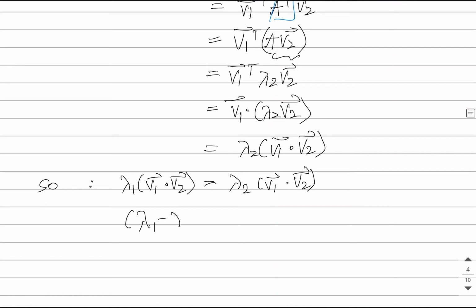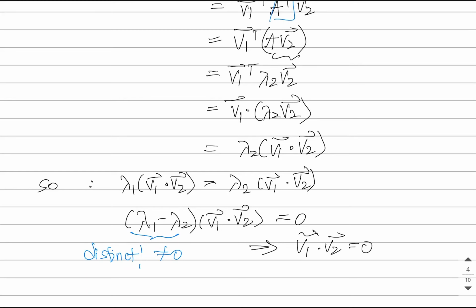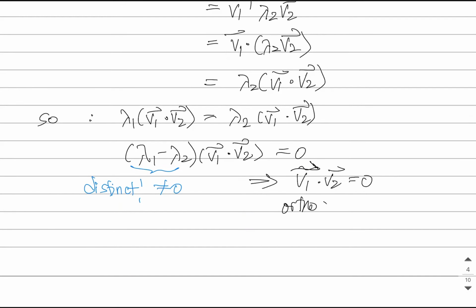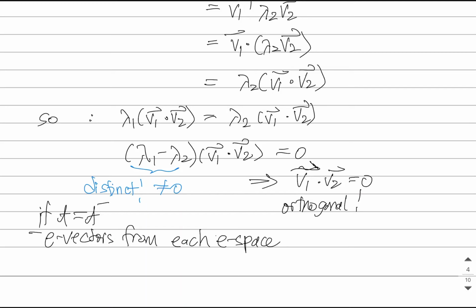If I organize this by putting a right-hand side of 0, this stuff is equal to 0. Well, the only way a product of two things can be 0 is if one of them is 0. But I already know that the lambdas are distinct, so this thing cannot be 0. And the only option then is that V1 dotted with V2 is equal to 0. And if their dot product is 0, they are orthogonal. That's a really important point: eigenvectors from each eigenspace are orthogonal. So if my matrix is symmetric, then eigenvectors from different eigenspaces are orthogonal.